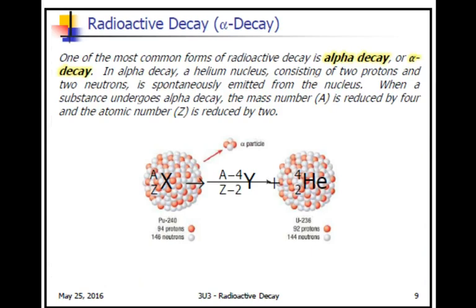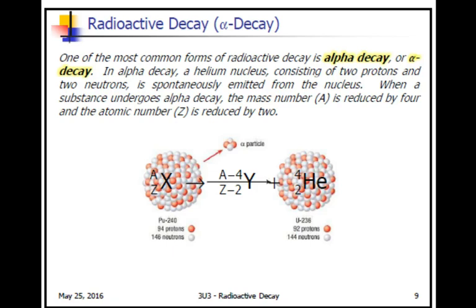One of the most common forms of radioactive decay is alpha decay. So we'll talk about the first one. That symbol you see is the Greek letter alpha. And alpha decay is when we have a helium nucleus consisting of 2 protons and 2 neutrons spontaneously being emitted from the nucleus of a radioisotope.